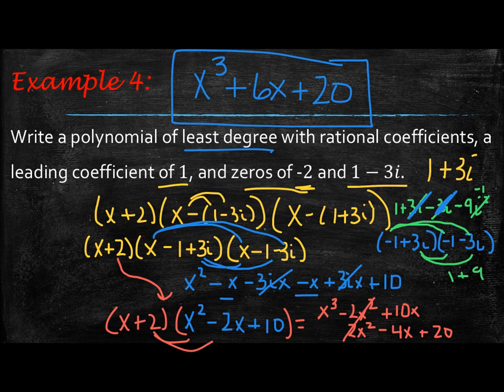So really on these problems, all you have to do is write down all of your zeros, make sure you put any that are missing, and then you just have to multiply all those factors back together to get it in standard form.